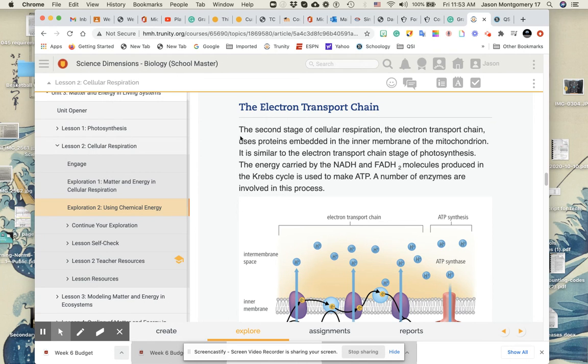All right, so the second part is the electron transport chain. The second stage of cellular respiration. And it uses proteins embedded in the inner membrane of the mitochondrion. It's similar to the electron transport chain stages of photosynthesis. How interesting. The energy carried by NADH and FADH2 molecules produced in the Krebs cycle is used to make ATP here in this second step. A number of enzymes are involved in this process.